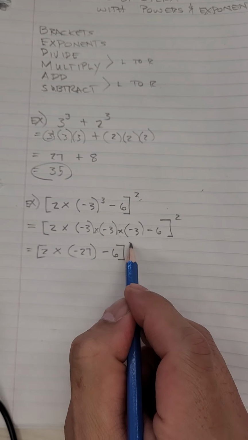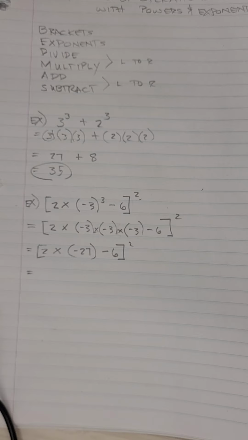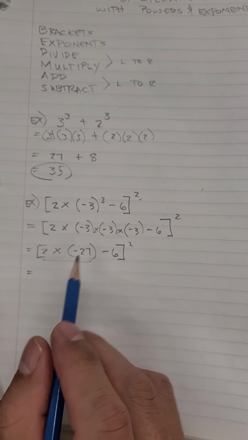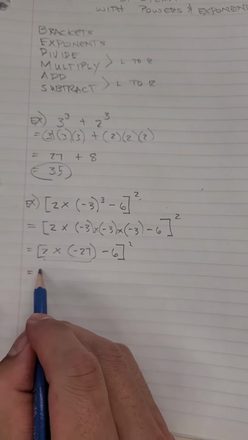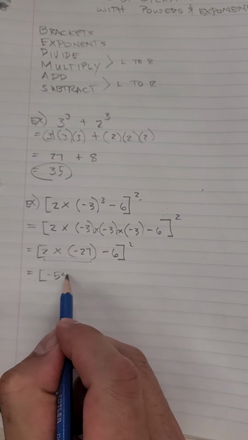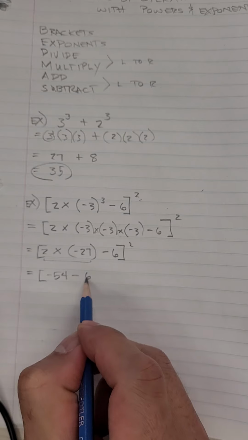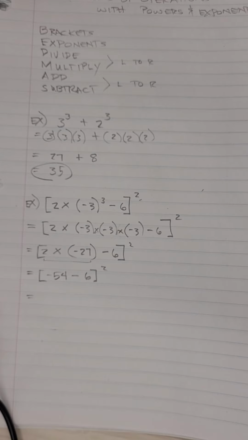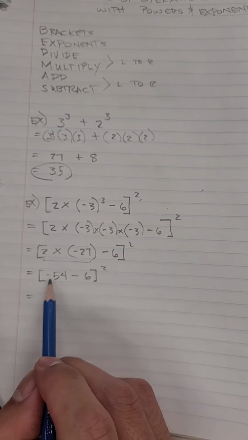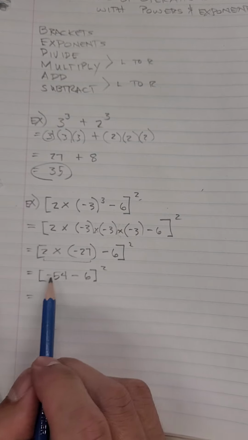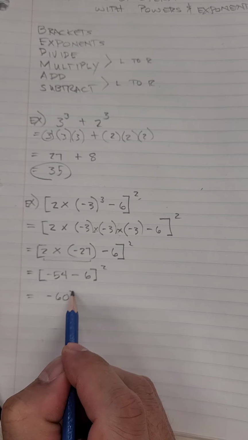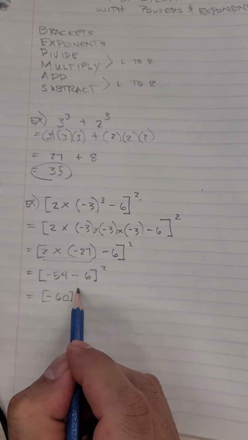Minus 6. Oh, this is still to the exponent of 2. Well, here's our next step. 2 times negative 27 is negative 54, minus 6 to the power of 2. Hopefully you're with me so far. It is a negative integer minus another integer, so it's negative 54 minus 6. This is equal to negative 60, and all this still to the exponent of 2.